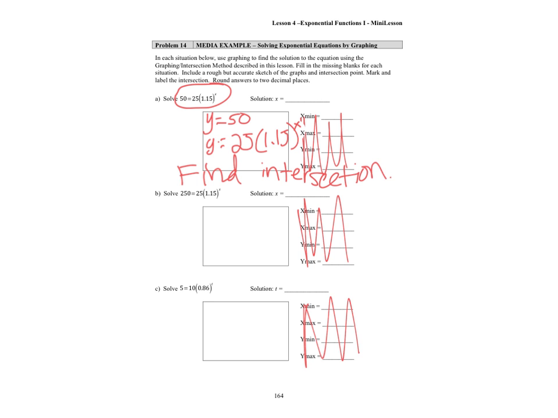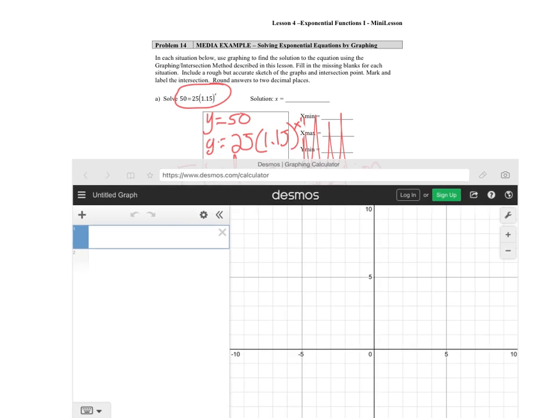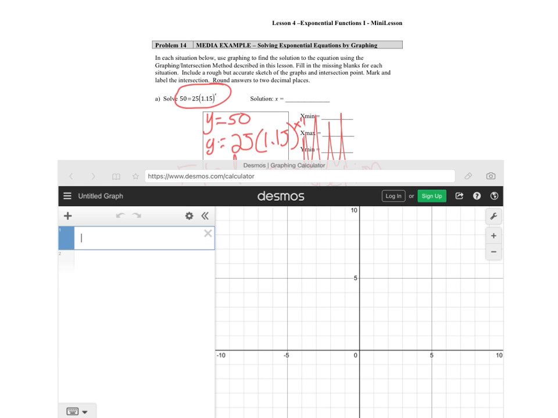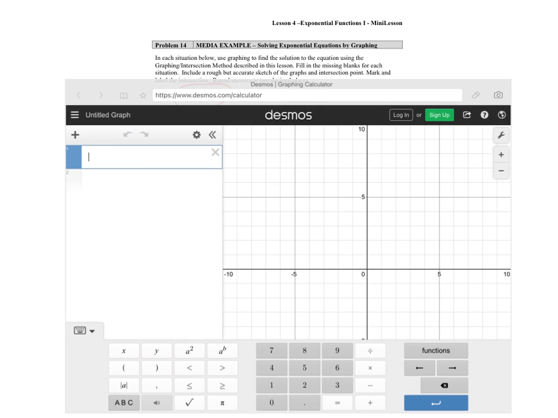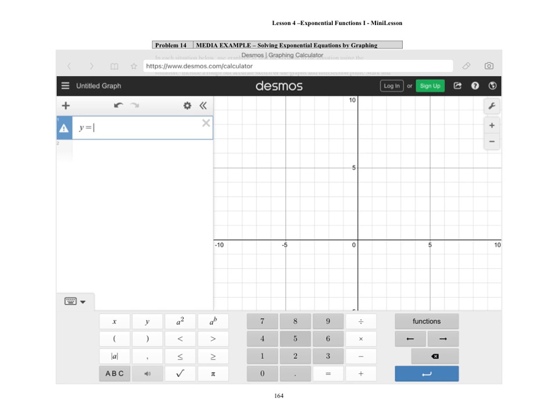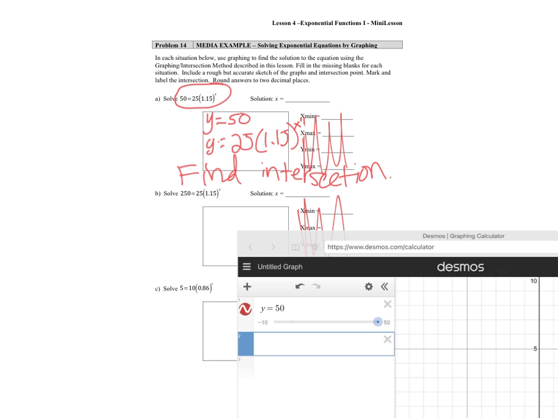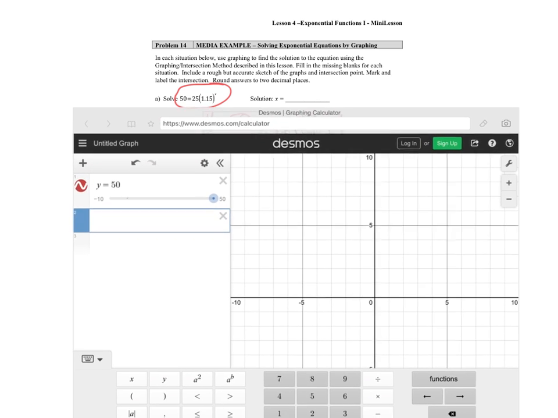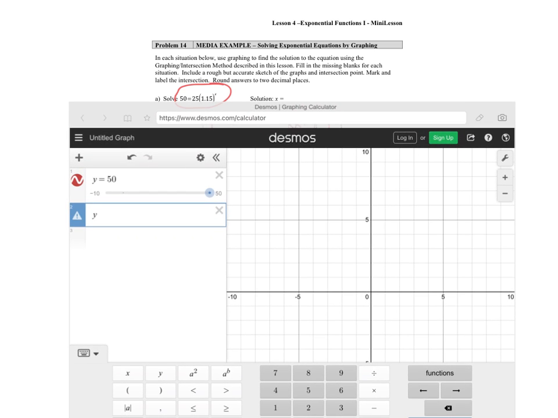So let me show you how that works. It's not difficult, we just have to know how to do it. So here's Desmos. I'm going to type those two things in. y equals 50. And then I'm going to type in y equals 25 times 1.15^x.